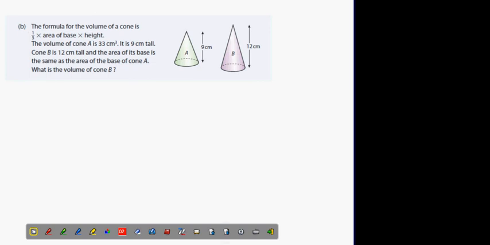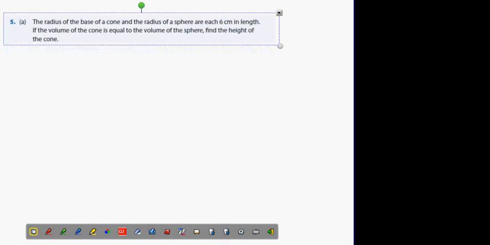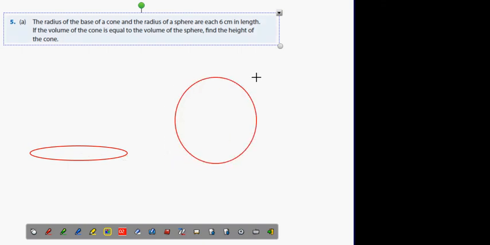Next we have the radius of the base of a cone and the radius of a sphere are each 6 centimeters in length. The volume of the cone equals the volume of the sphere. Find the height of the cone. Basically what we have here is our sphere and we also have a cone. Both of them have a radius of 6 centimeters, and their volumes are the same.